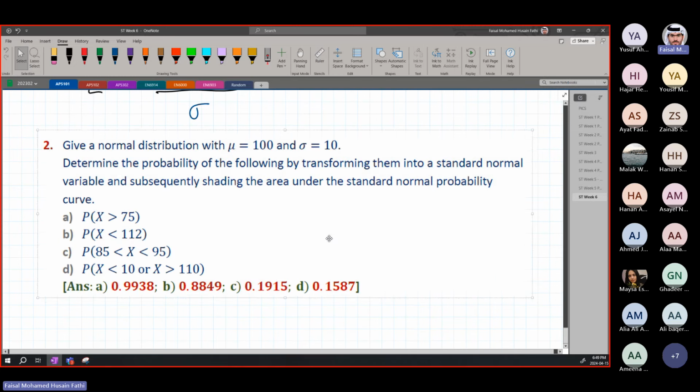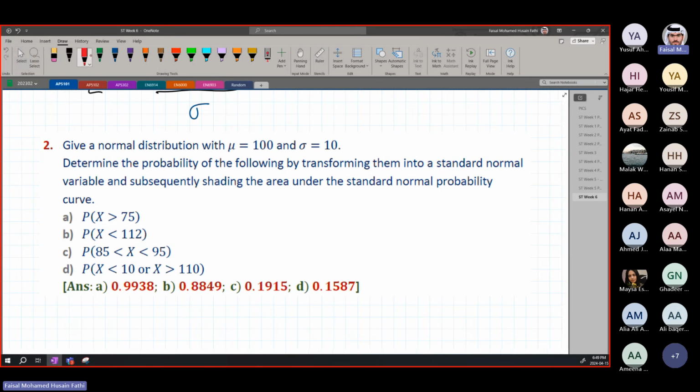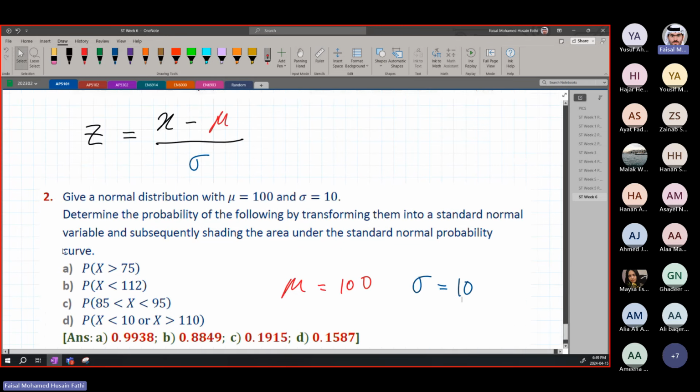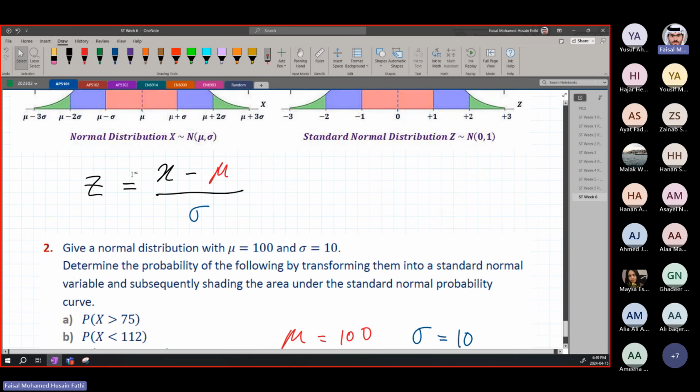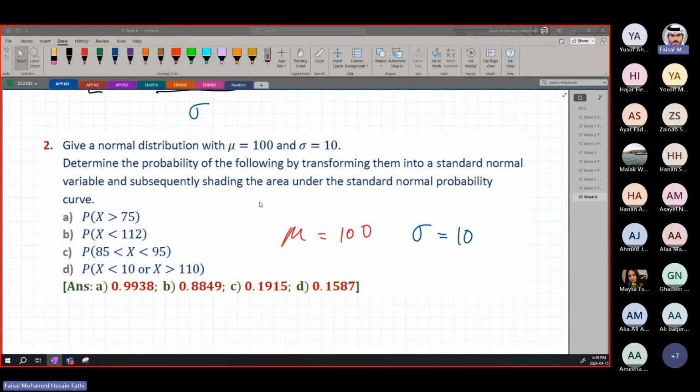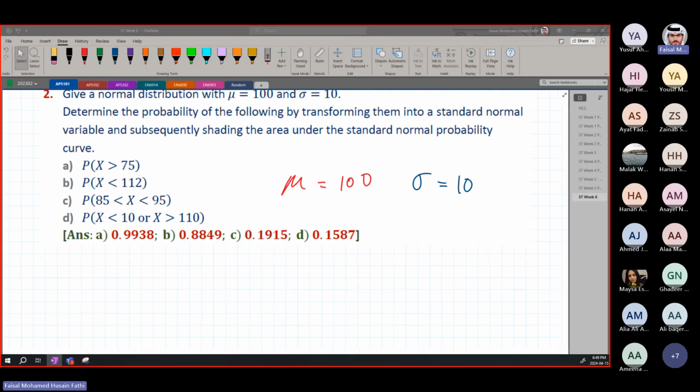Here it says, given a normal distribution with mu equal to 100, this is our mean, and our standard deviation equal to 10. Now that we have these two, we know that for any value of x, we can find the value z, which is your standard score of it. Now, let us start solving this question.